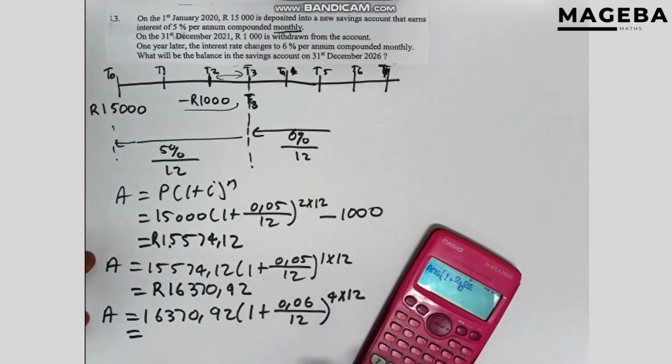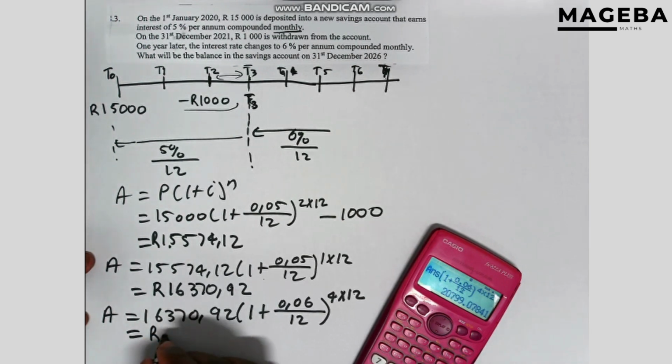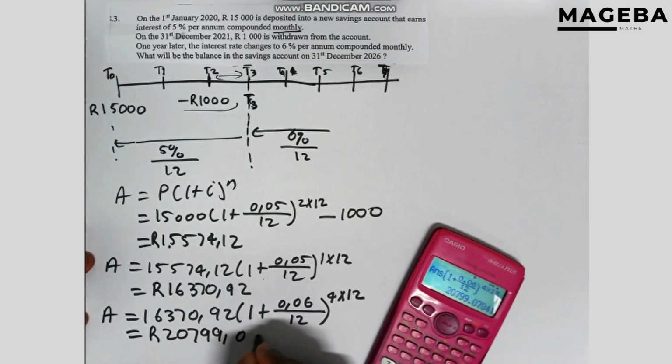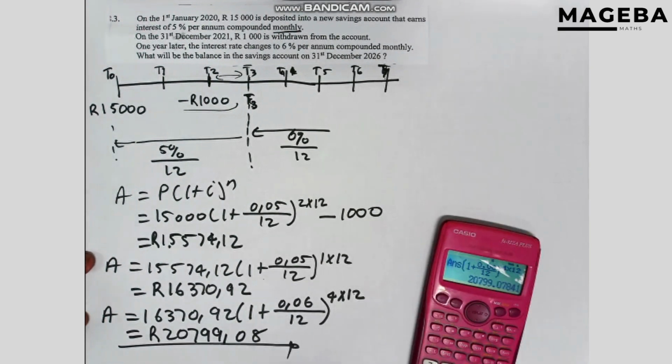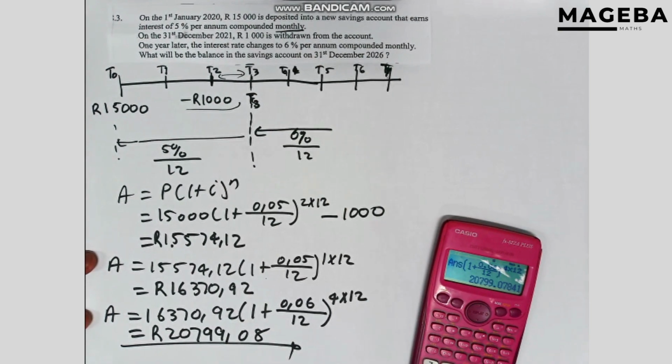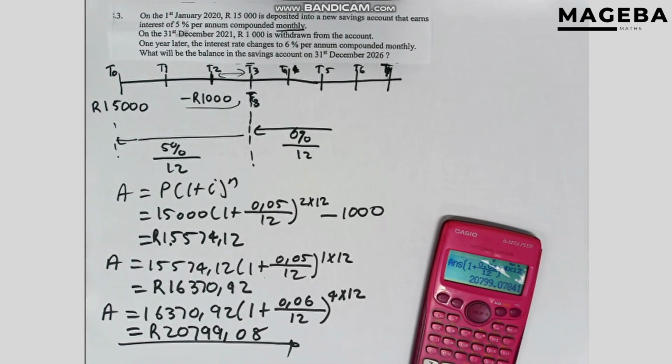Then this is the amount after 7 years that they are going to have. This is the amount that they are going to have. I hope everyone understands each and every step of this question.